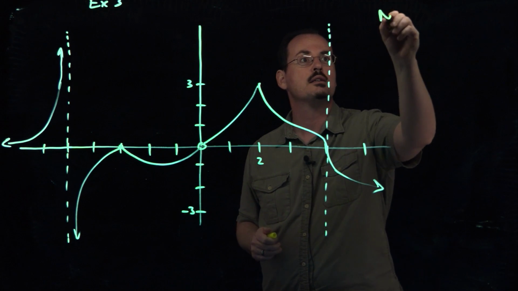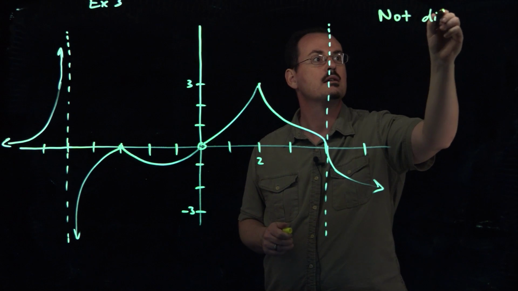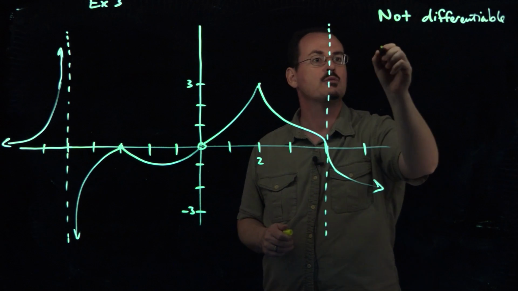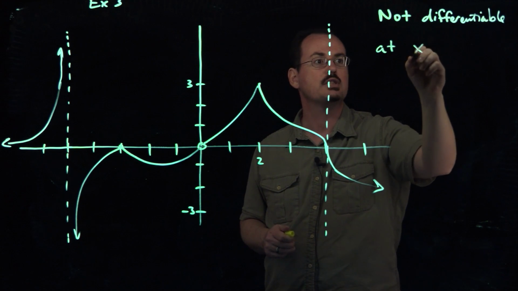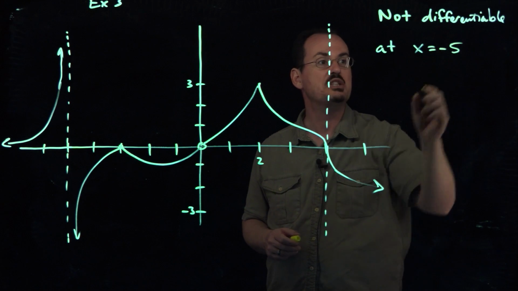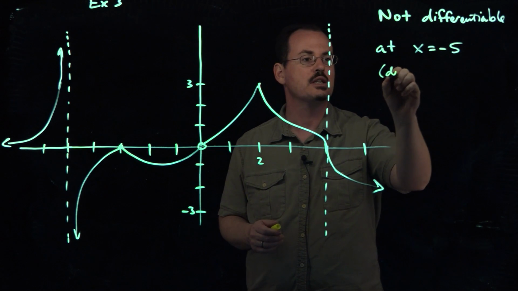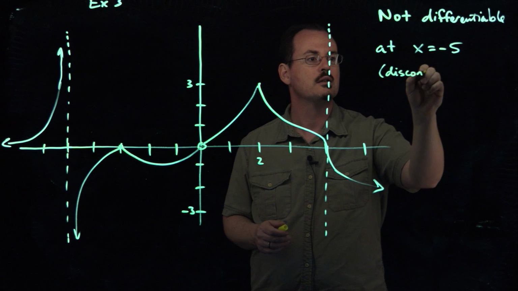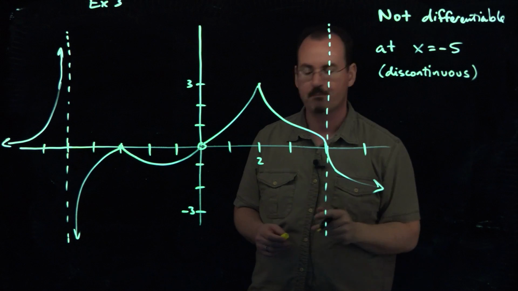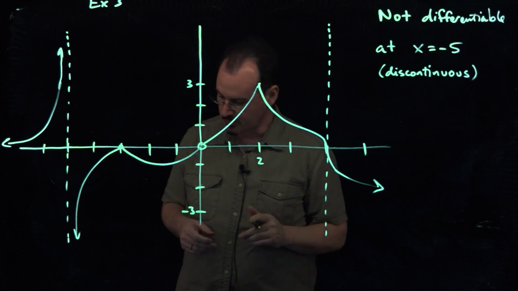So not differentiable, or the derivative doesn't exist, at which x values? So the first one we found was x equals -5. And the reason is because if you check, f is discontinuous. So it's discontinuous there. Okay, and being not continuous means also being not differentiable.